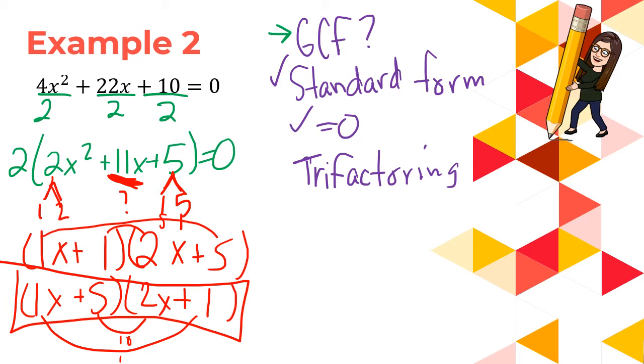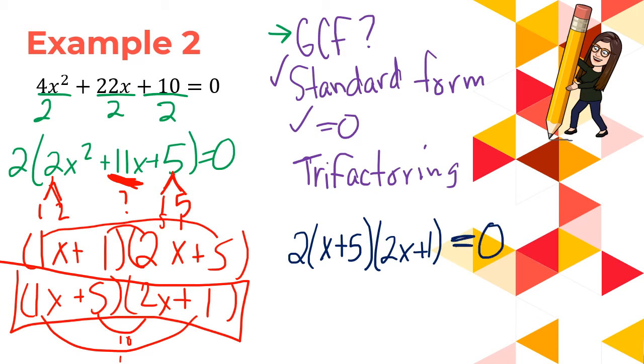So let's work on our final factored form, all right? I have my GCF of 2, I have my factor of x plus 5, and I have my factor of 2x plus 1. It's still equal to 0. If I set every factor equal to 0, see what happens. Okay, can 2 equal 0? No. Sometimes if your GCF's a letter, it matters, but in this case, the 2 is not part of your final solution.